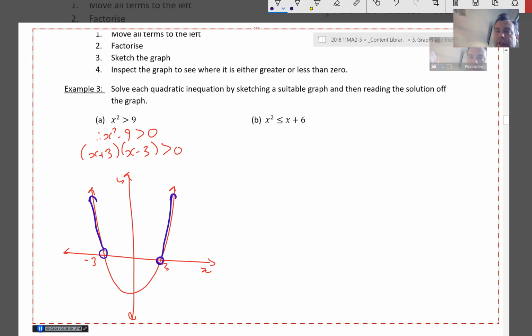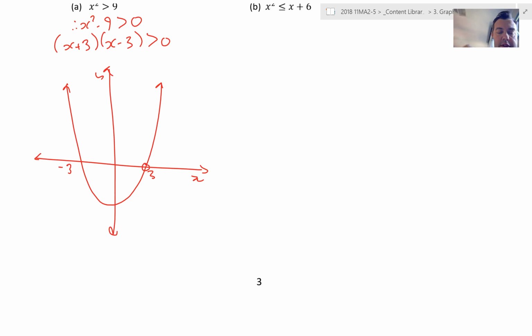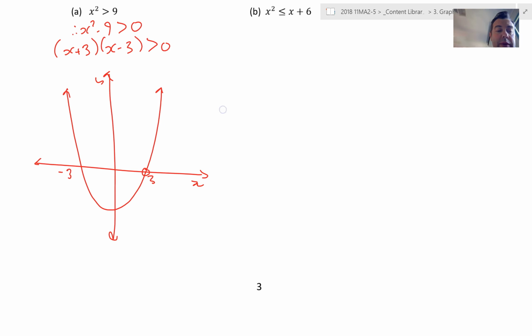So my solution to that is, up here, these parts here, that's what I want. So my solution is when x is strictly less than negative 3, or x is strictly greater than 3. When x is less than negative 3, x squared is greater than 9. When x is greater than 3, x squared is greater than 9. In between those things, it's not.